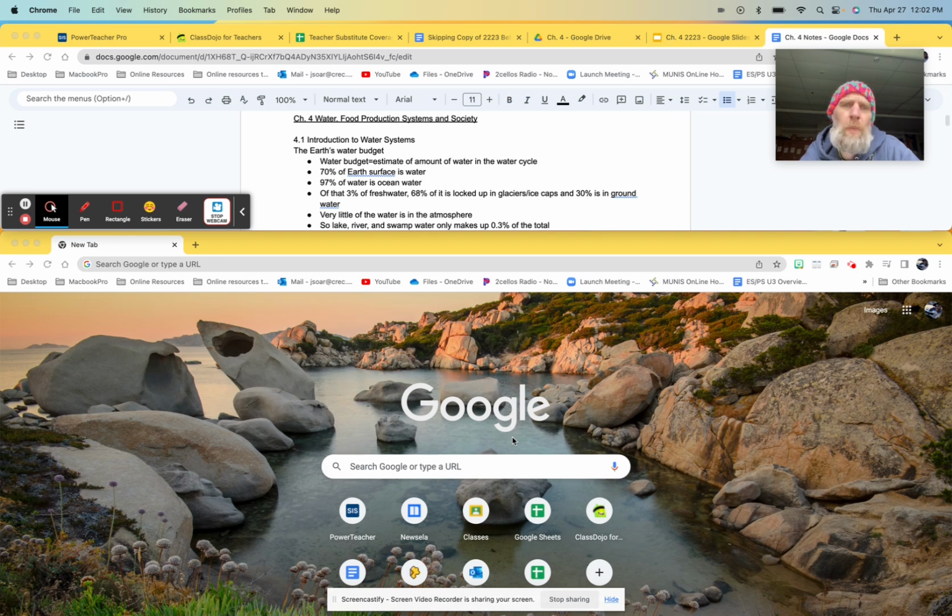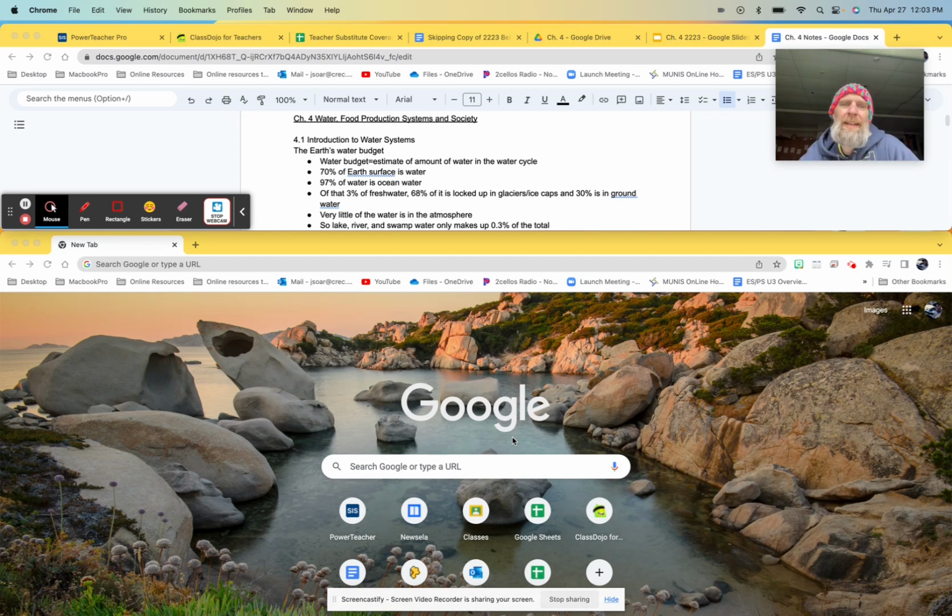70% of the Earth's surface is water, which sounds like we're water-rich, but in reality not much of that water is very useful to us directly. Like Earth's oceans, they're salty, but they help cool off a lot of our climate, which is important. 97% of water is ocean water. So out of that 70%, most of it's from the ocean.